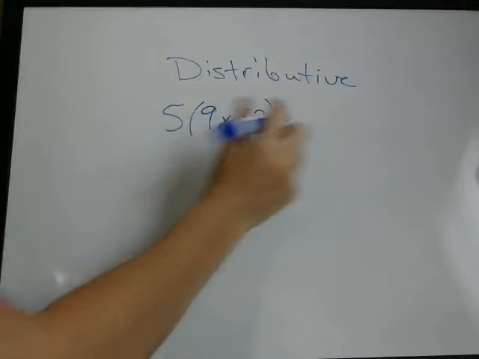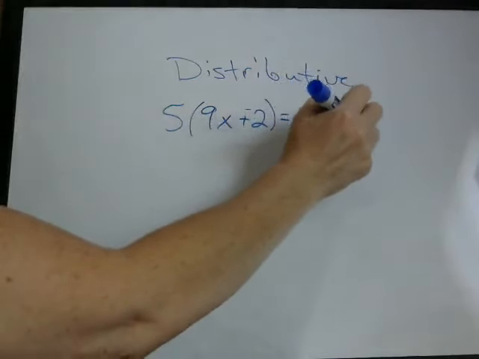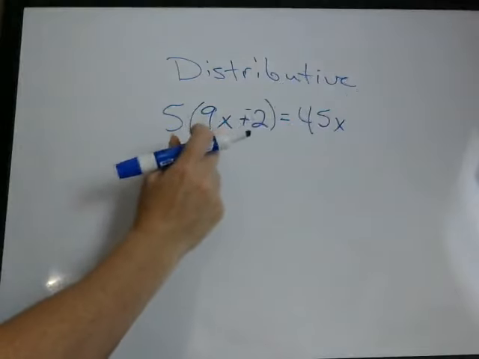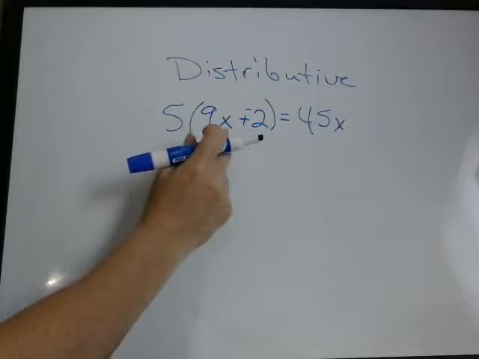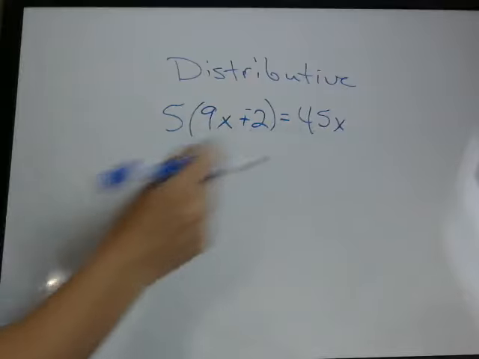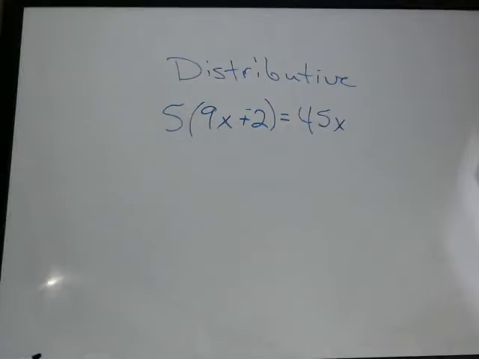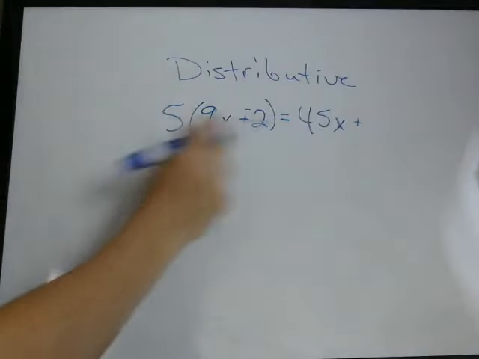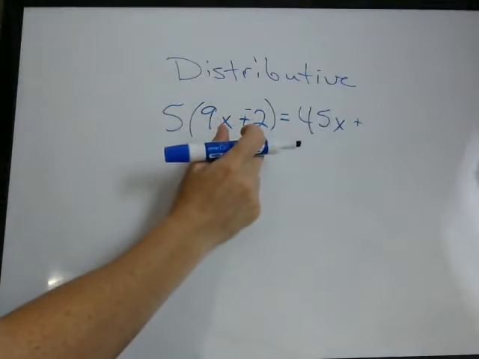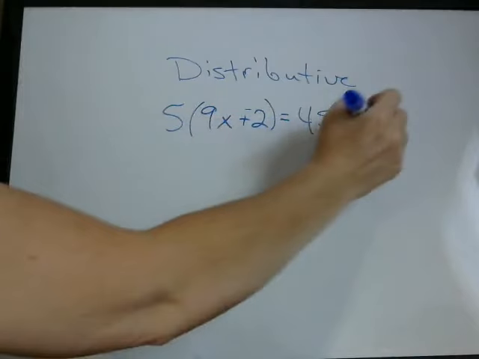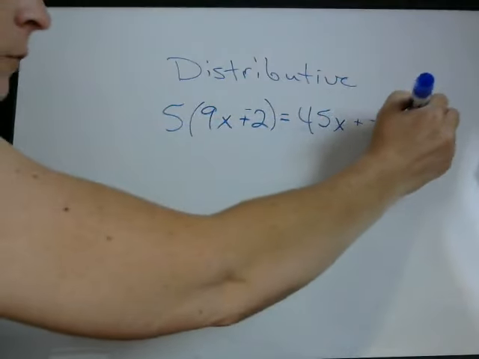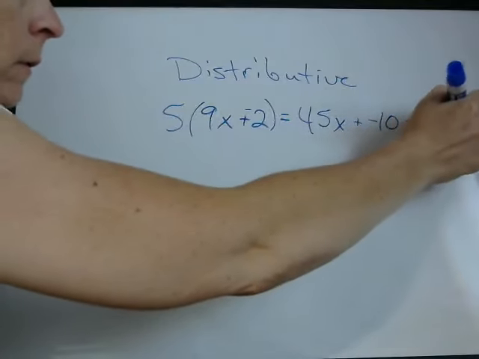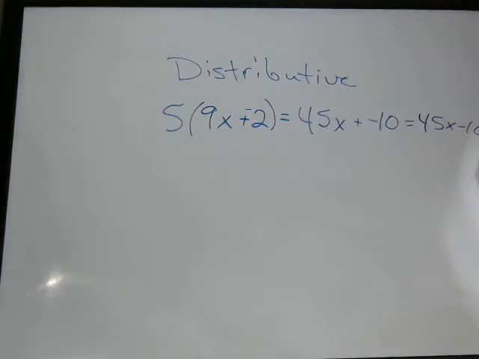5 times 9x is 45x. Remember, when you have a number beside your variable, it just means multiplication. So 9 times x. 5 times 9x is 45x. You just multiply the numbers together. Plus 5 times negative 2. Remember, we changed this to a negative. So 5 times negative 2 is negative 10. When you're adding a negative, you're just subtracting. So it's 45x minus 10.